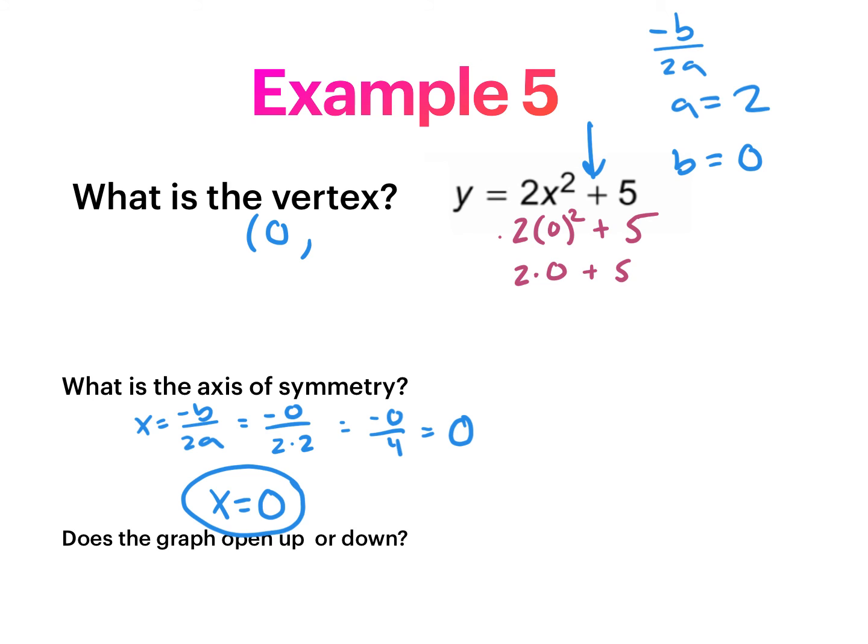What do I have to do next? I have 2 times 0 plus 5, so I have to multiply. So 2 times 0 is 0. And 0 plus 5? 5. So my vertex is 0, 5.